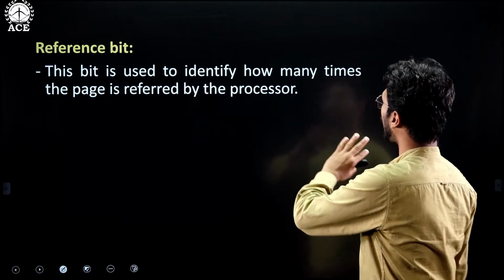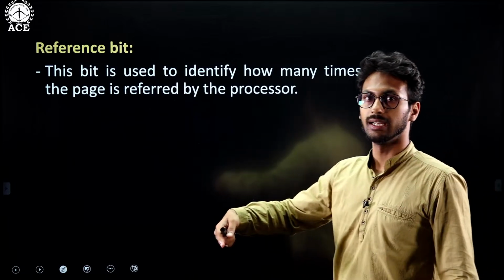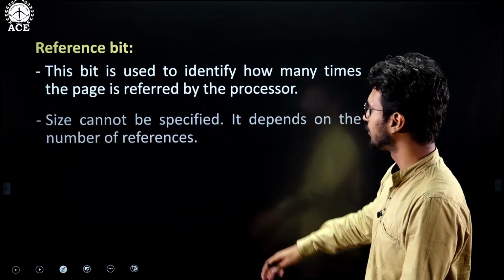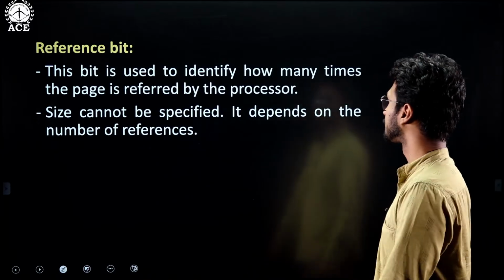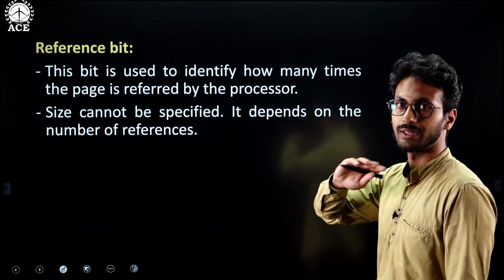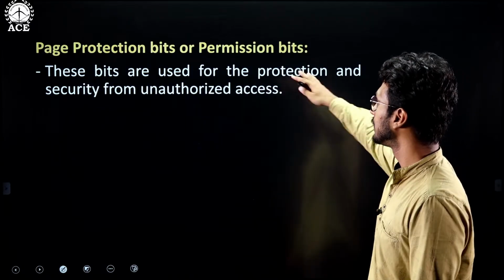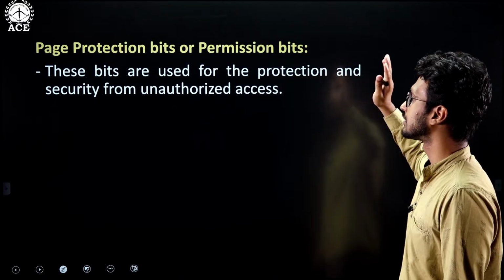Next one, reference bit. This bit is used to identify how many times the page is referred by the processor. It can be any number of times, so a specific number of bits is not fixed. Size cannot be specified; it depends on the number of references. Any specific number can't be said directly. Done. Page protection bits, or permission bits. These bits are used for protection and security from unauthorized access.